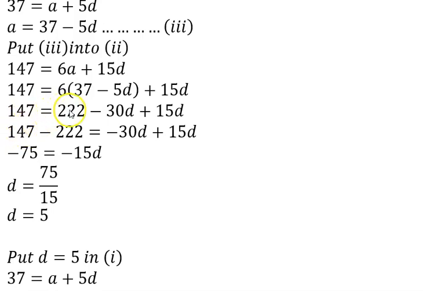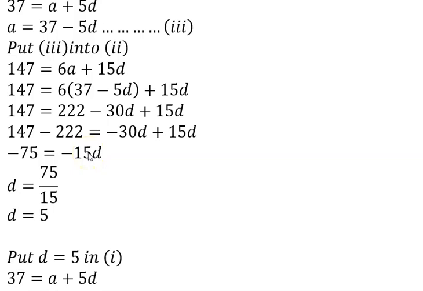If this 222 crosses this equality sign, it will change to minus. That's how we have this here. Equal. We have our minus 30d here already. We have our plus 15d. Beautiful. So if we say 147 minus 222, that will give us a negative result, minus 75, equal minus 30d plus 15d will give us minus 15d.